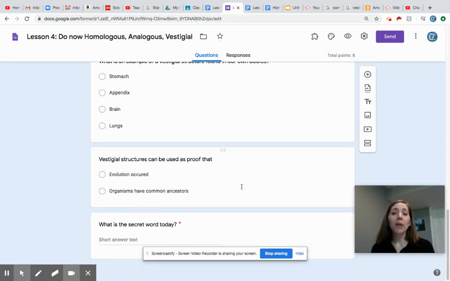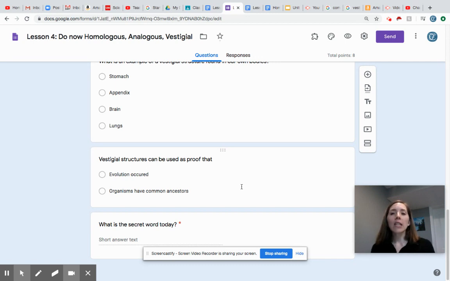These questions won't be graded for correctness. I'm going to be looking at completion, but they're good ideas to know from the videos, and I will be sending you a key later on so that you can save that for your resources. Final question is, what is the secret word today? Secret word is hydroflask. Stay hydrated.